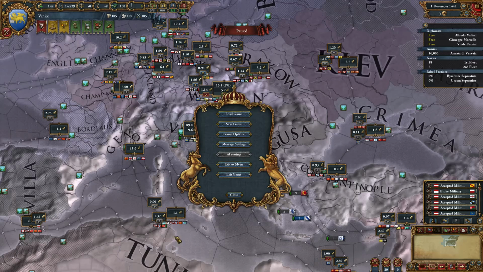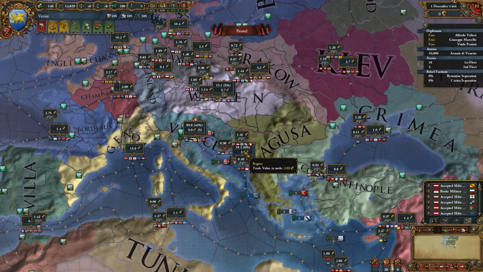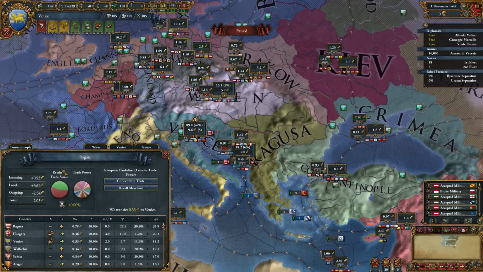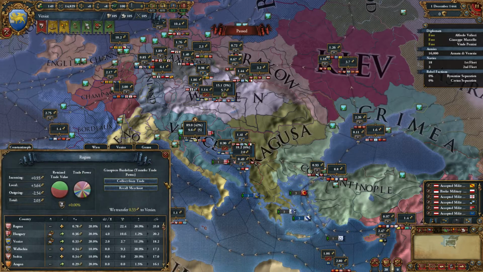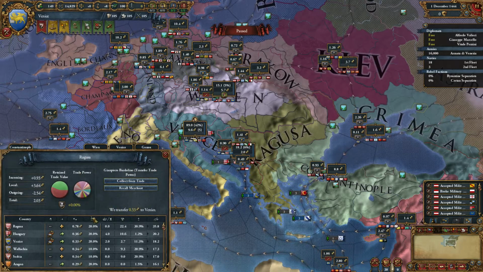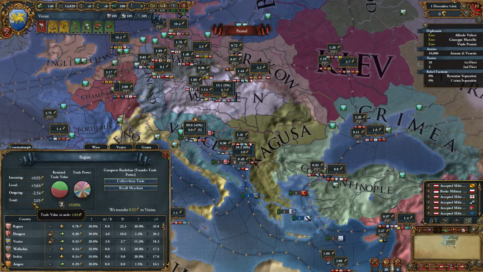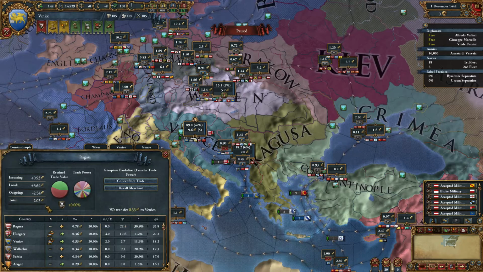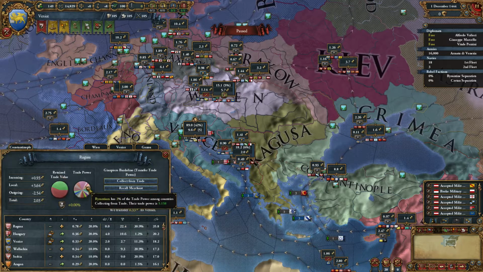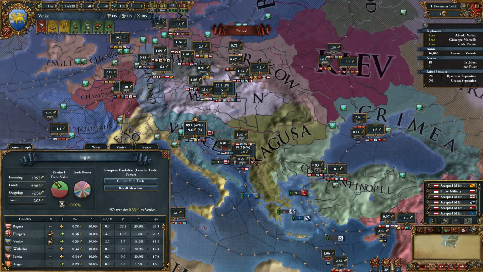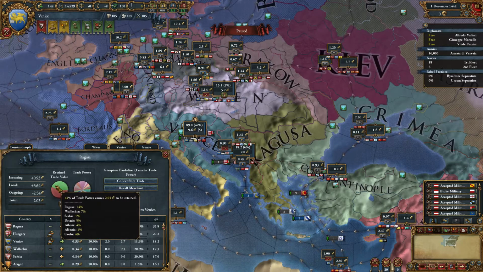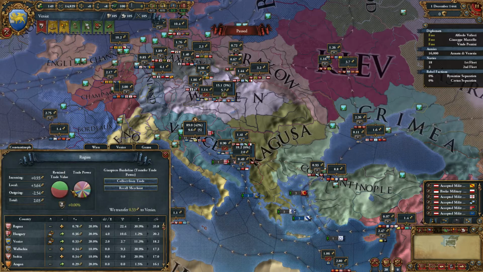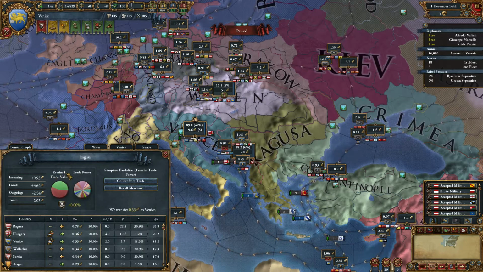So let's nag a little bit about the trade node view. I already talked about how this is not really total value. Let's move further. Well, this pie represents the total trade value, despite the fact that it says retained trade value.